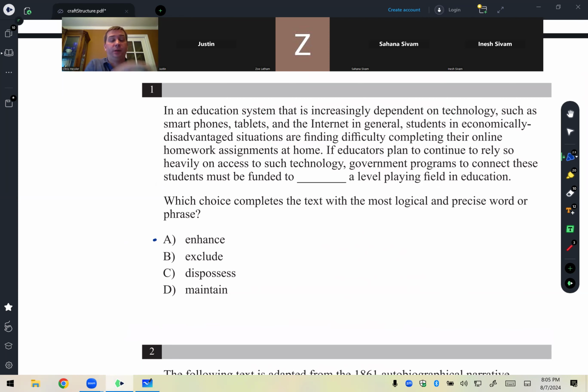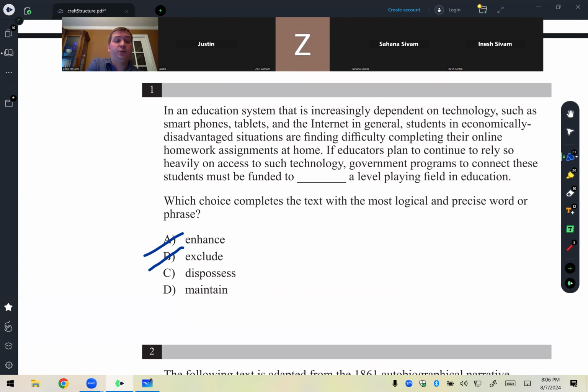Let's try to eliminate some answer choices. If educators plan to continue to rely so heavily on access to such technology, government programs to connect these students must be funded to enhance a level playing field in education. And that doesn't make sense. We can't enhance a level playing field. I'm going to cross it off. Could we exclude a level playing field in education? I don't think that makes sense. I'm going to cross it off. What about dispossess? Programs to connect these students must be funded to dispossess a level playing field in education.